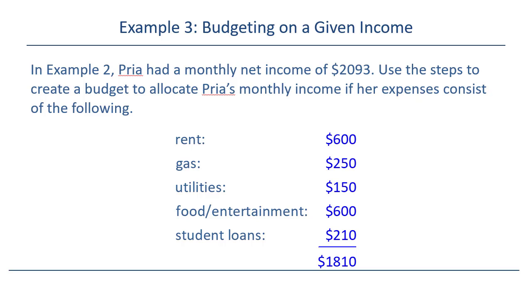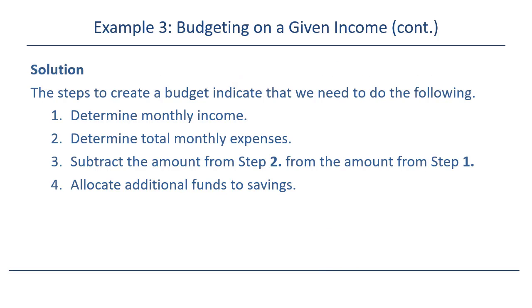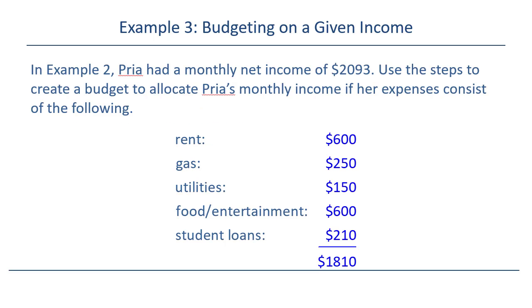Okay, monthly rent, $600. Spending $250 a month on gas, $150 on utilities, $600 for food and entertainment, things like eating out, your cable bill, Netflix, cell phone, things like that. $210 for student loans. You can see that adds up to $1,810. And that means that basically when all is said and done, she has almost $300 left each month, right? $283.